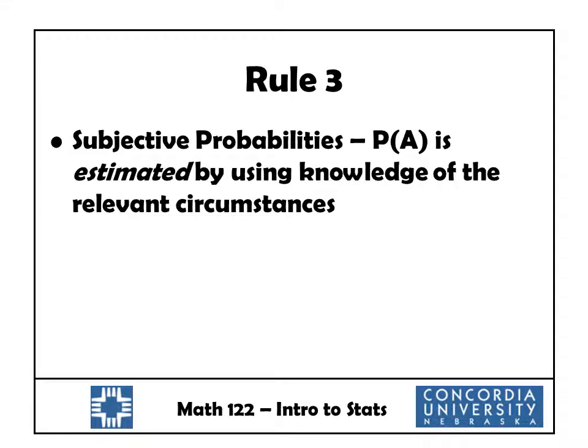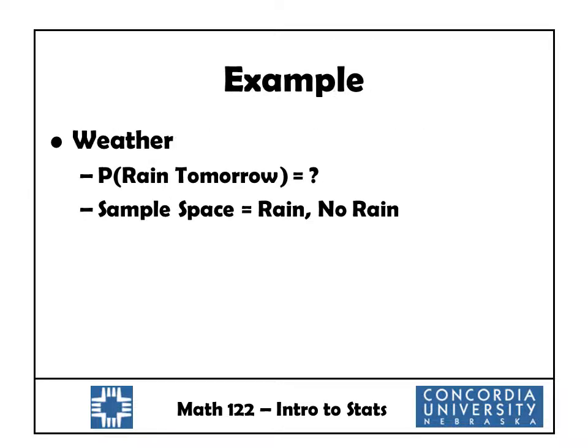Rule 3 for calculating probabilities is what we call a subjective approach. And that's where we simply estimate the probability by using knowledge of the relevant circumstances. We don't use any theory. We don't repeat the procedure over and over again. We just use our own knowledge to estimate the probability.